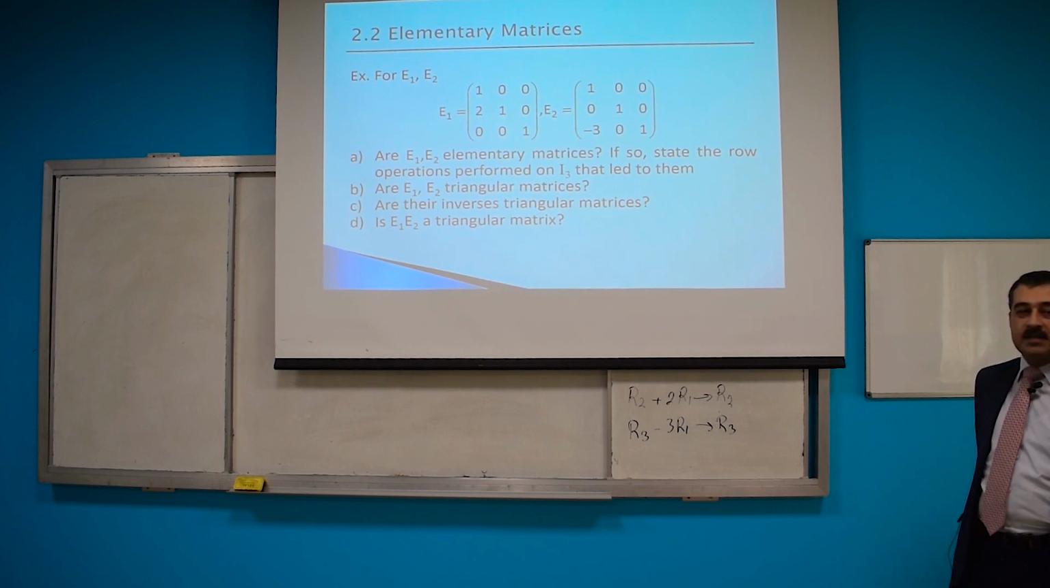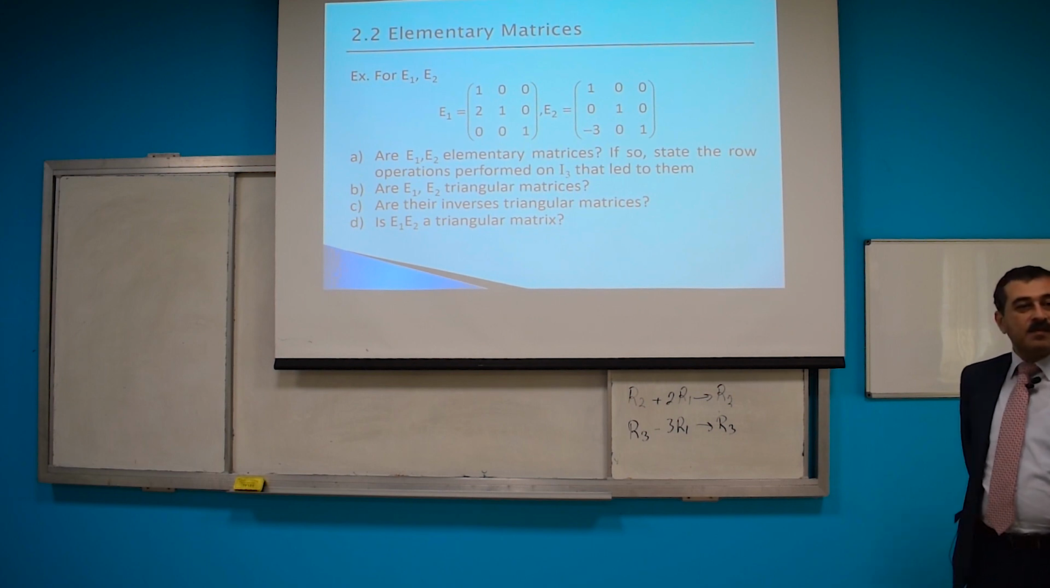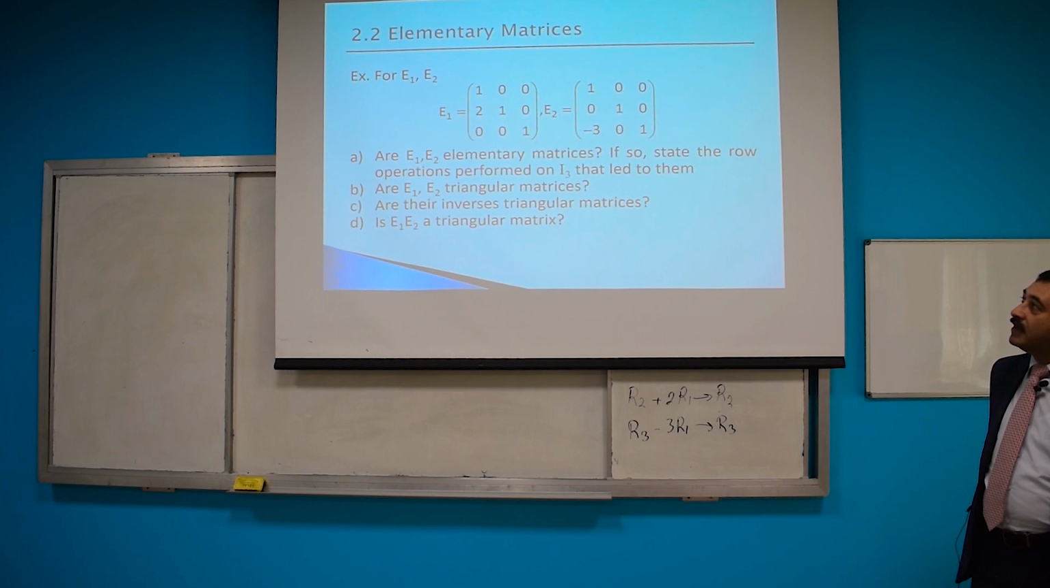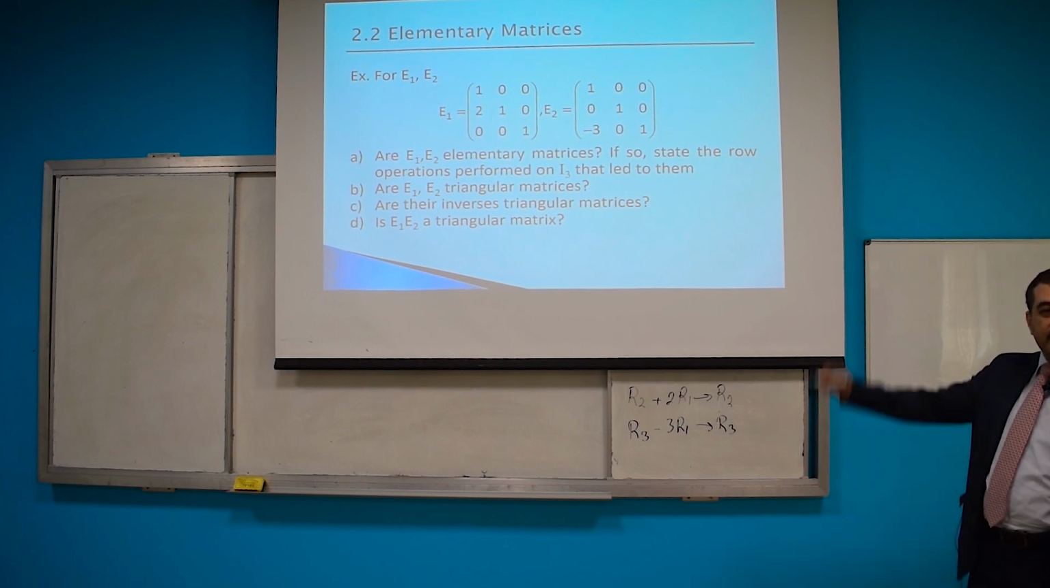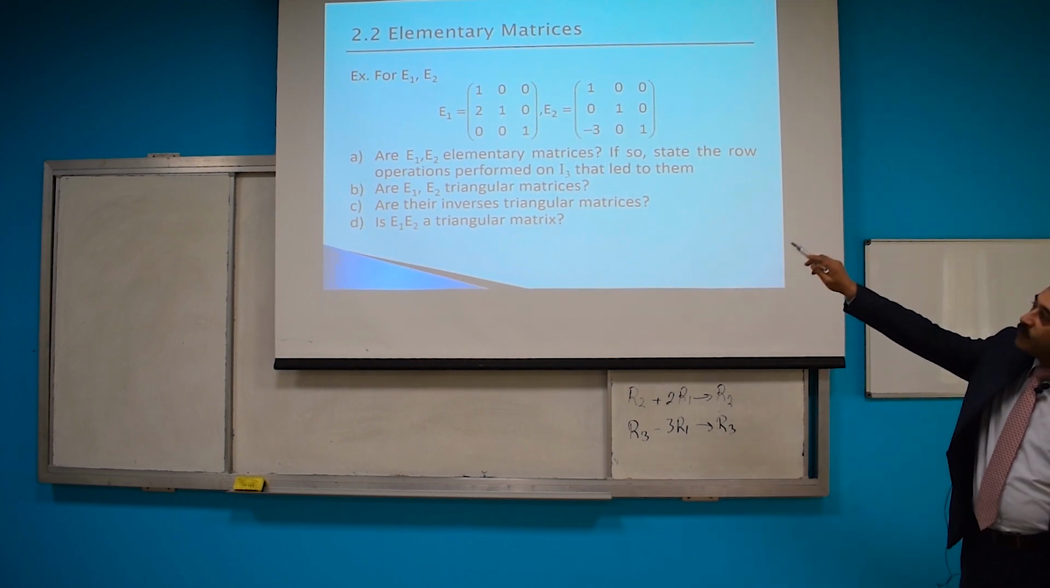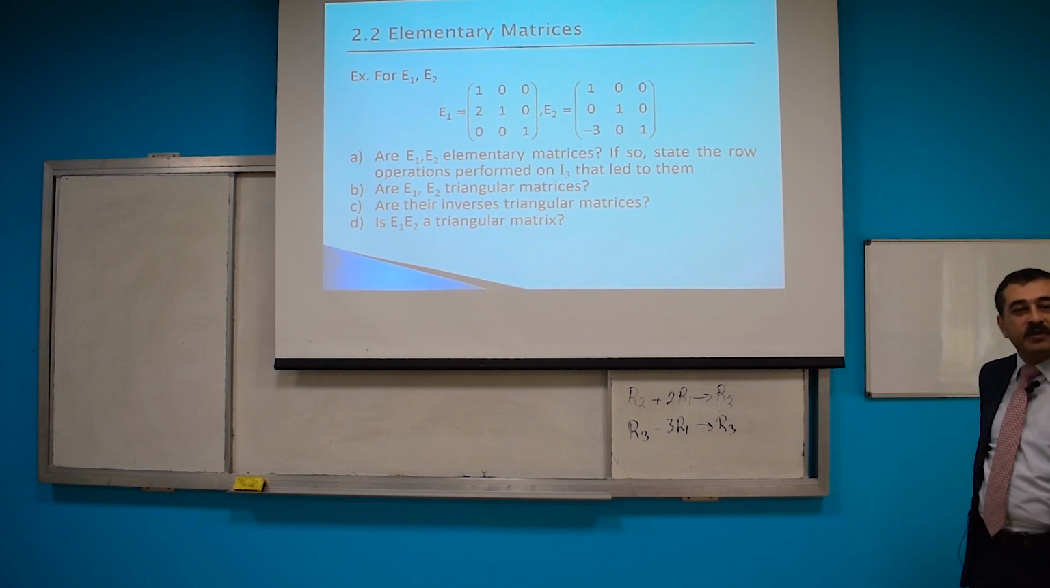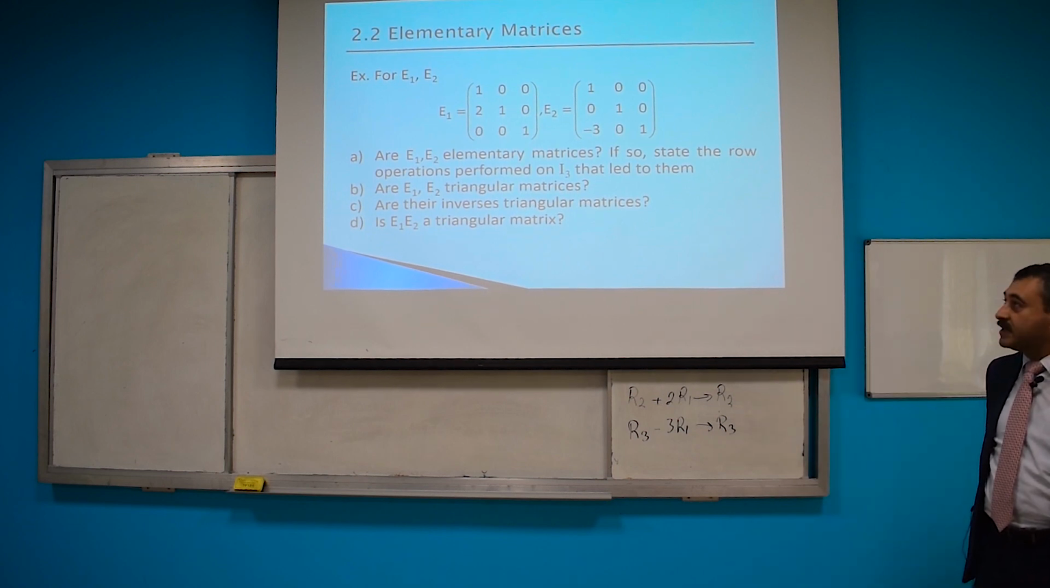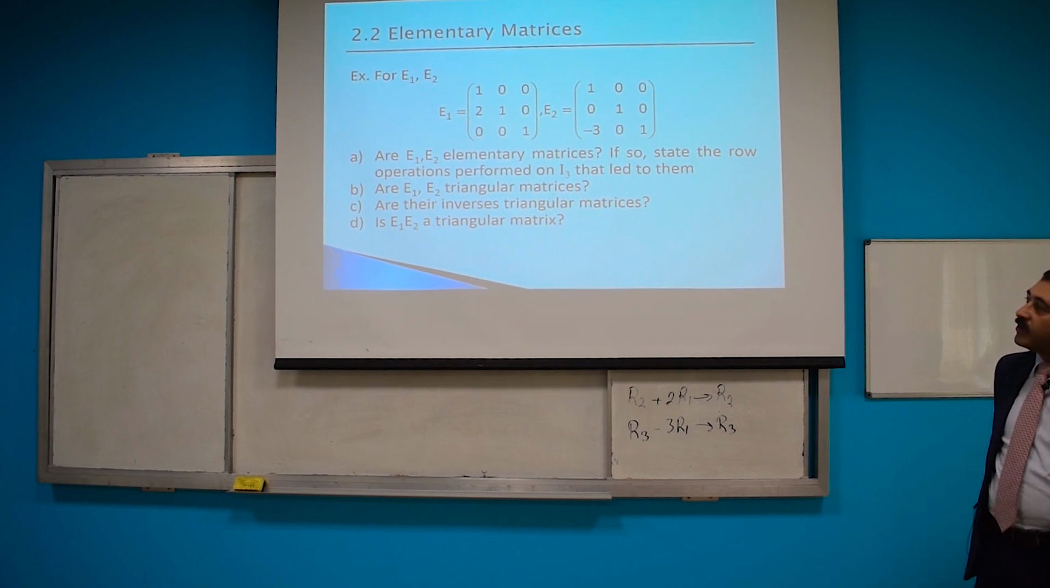And their inverses are triangular matrices. I have to change the sign of the multiplier actually. So instead of 2, you write negative 2. Instead of negative 3, you write 3. So the inverses are also lower triangular matrices. Right? What about the product E1, E2?